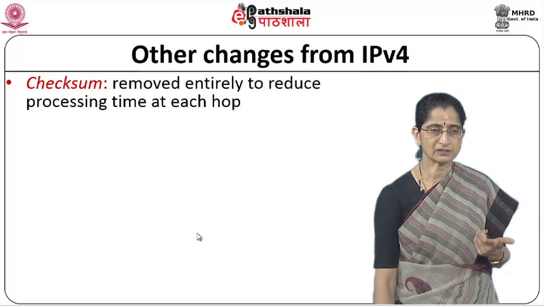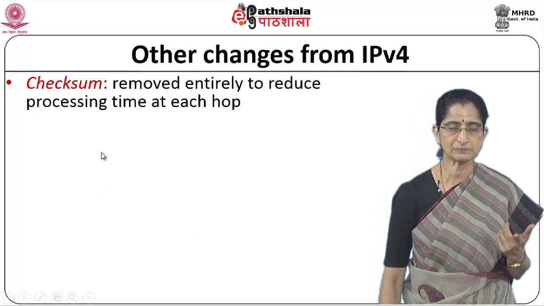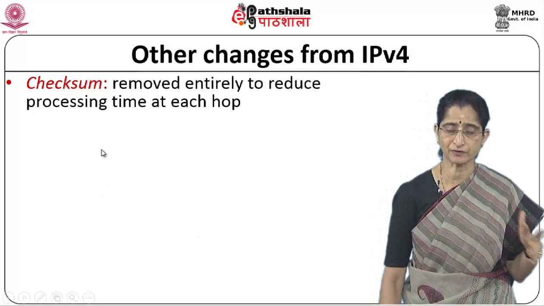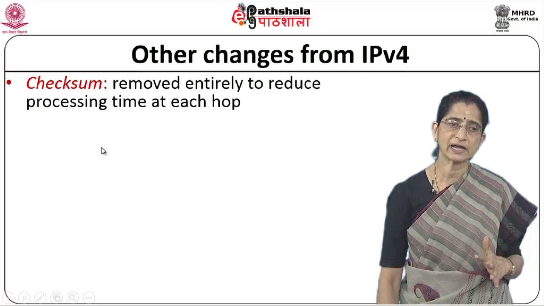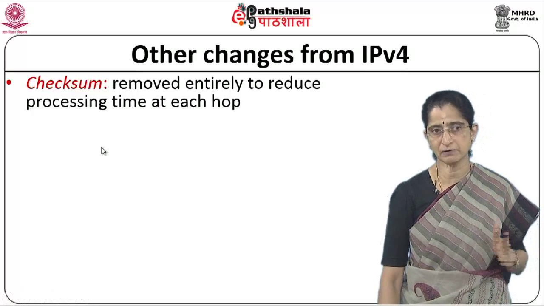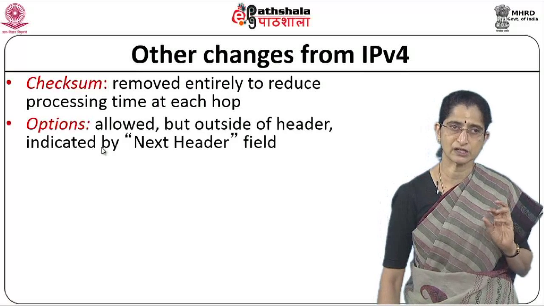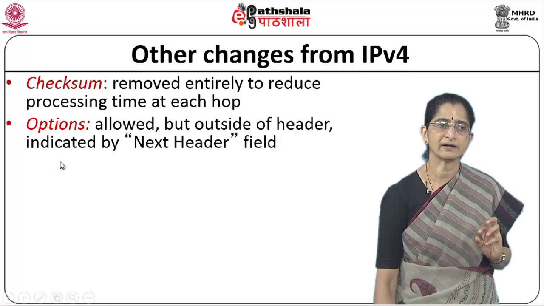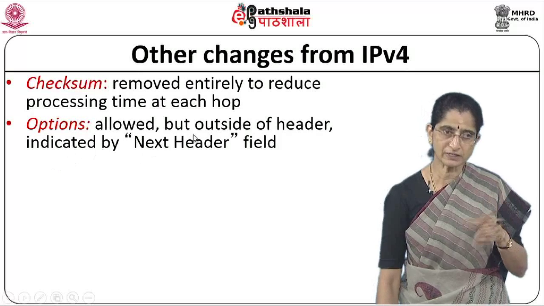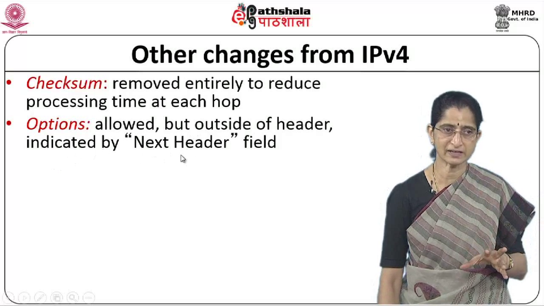So, other changes that we talked about. Checksum, again see that checksum has been removed from the header, so that you do not have to do this processing of checksum at every step. So, we are saving time in terms of the processing that needs to be done at every hop. Okay. And the options field, again it is allowed, but it is outside of the header, which is indicated by the next header field.